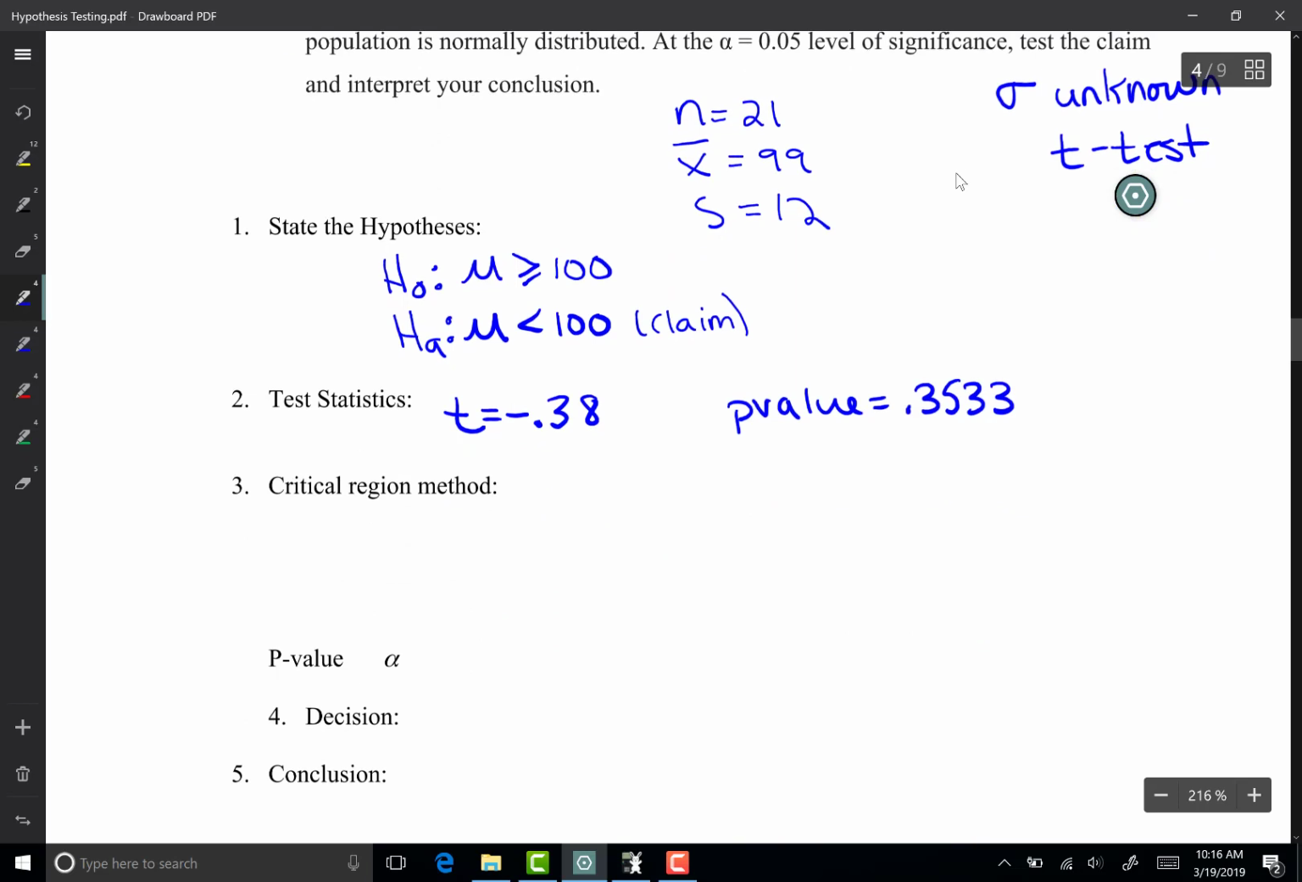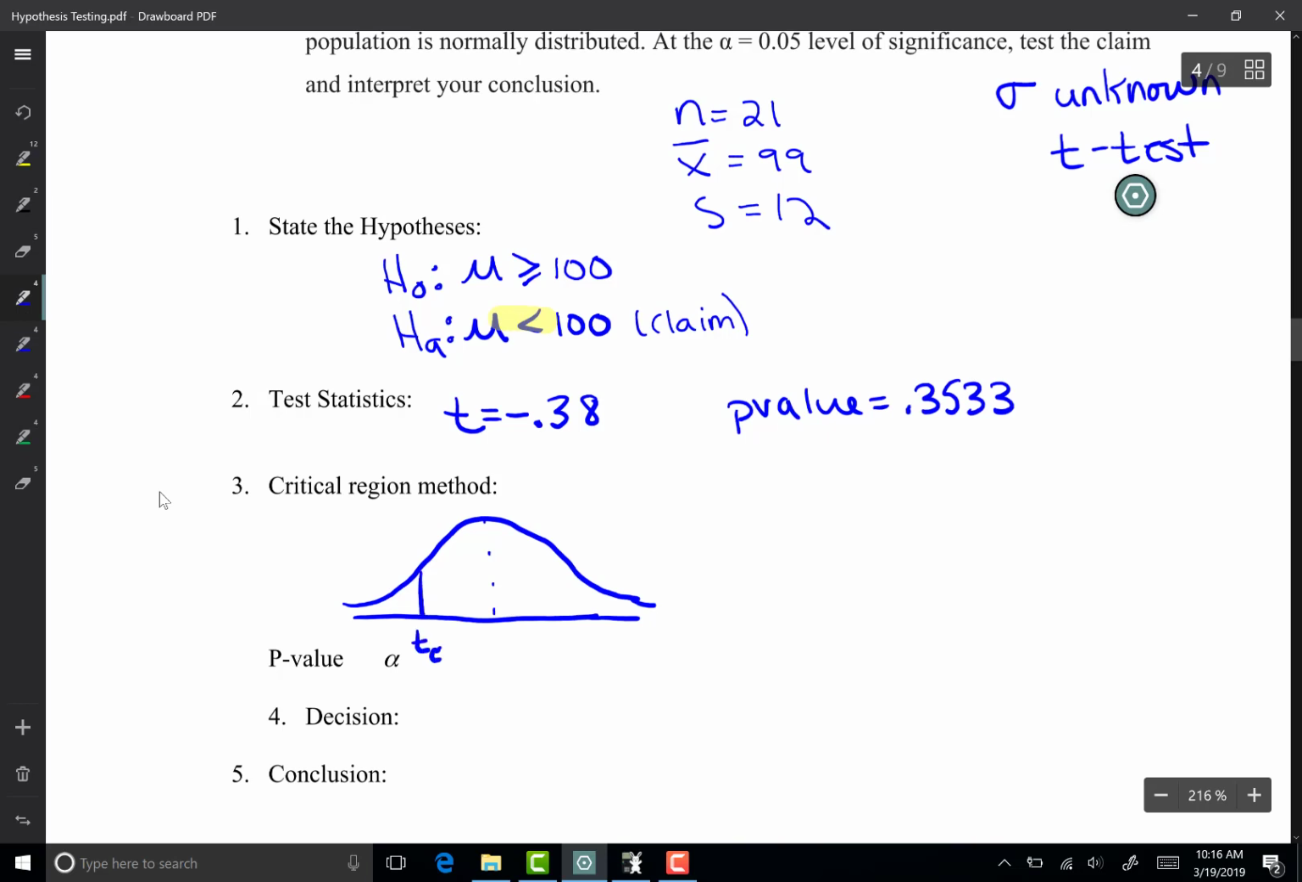All right, so now let's draw our critical region. Our critical region is a t distribution, which looks similar to the normal, right? My zero's right here in the middle. So is it left-tailed, right-tailed, or two-tailed? Remember, you always look at the alternative and which way it's pointing to determine that. It's pointing to the left, so this is a left-tailed test.